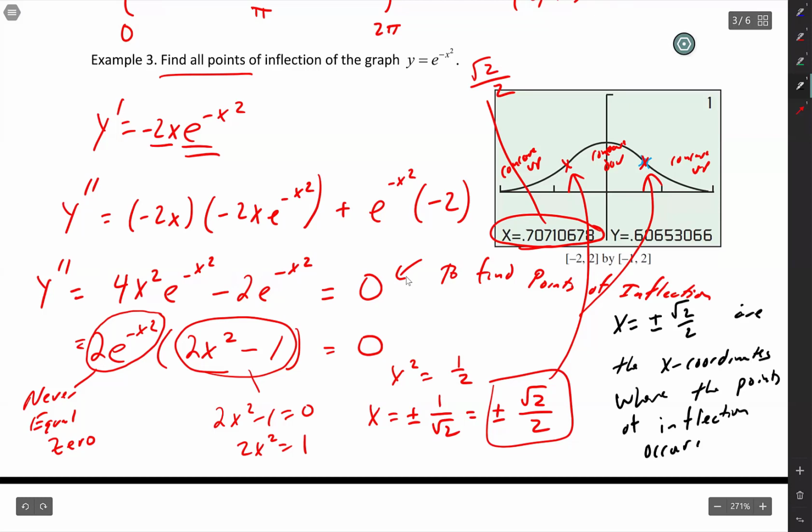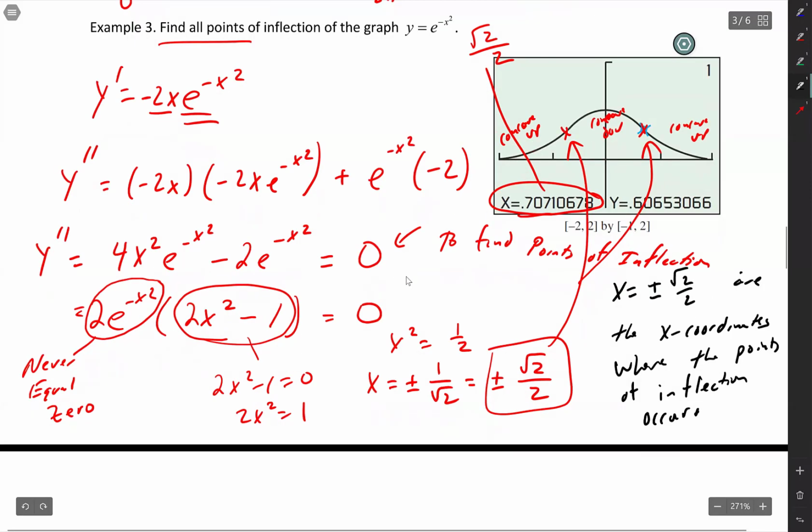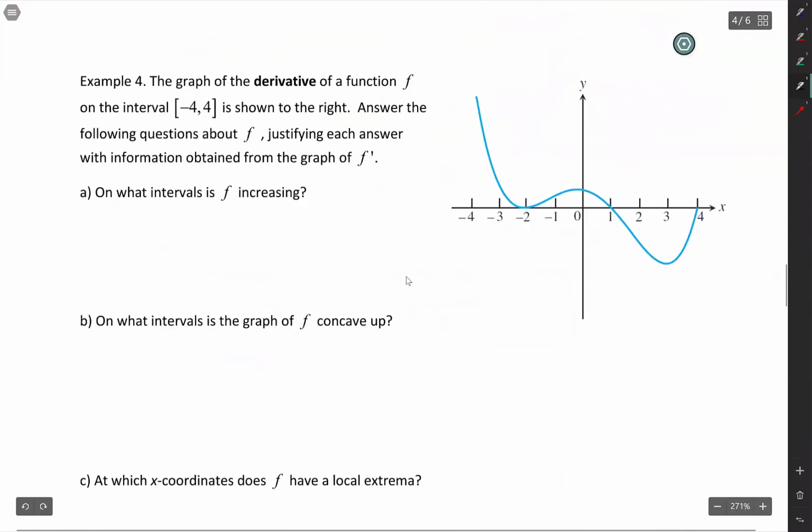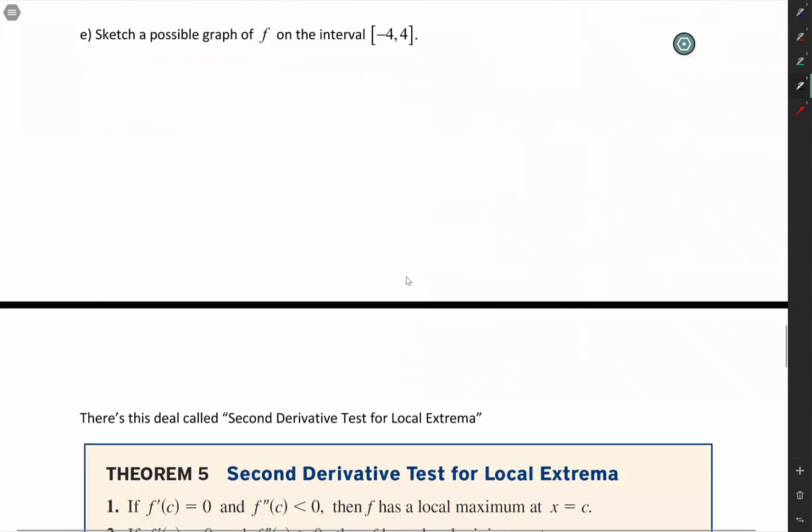occur. I didn't give this graph a name, I just called it y. If I would have called it f of x, I would have said where these points of inflection occur on the graph of f. But since it just says y equals, I just left it like that. Does all this make sense, guys? All right, I'm happy.